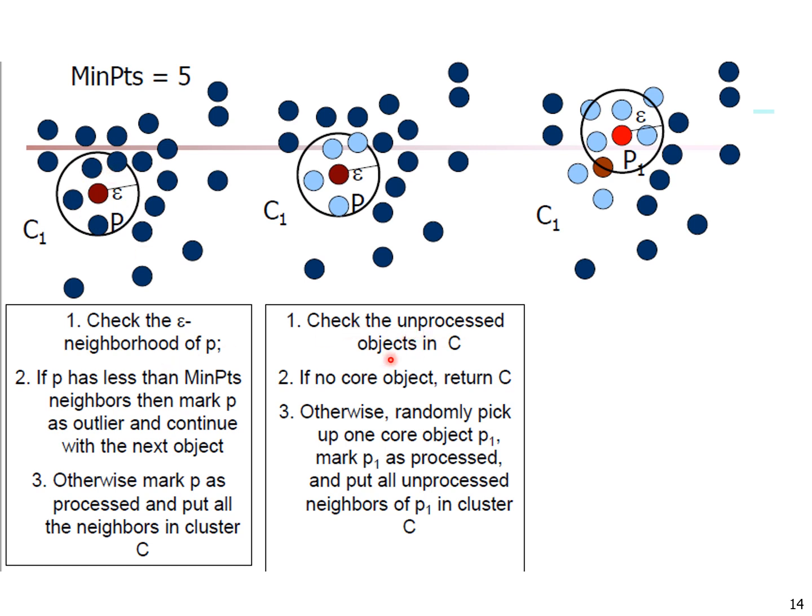Check the unprocessed objects in C. So now we start looking into the objects in C. If no core objects, return C. So in this case, if there are no core objects, meaning we did not find other core objects, we return C, meaning a cluster. Otherwise, randomly pick one core object, P1, mark P1 as processed, and put all unprocessed neighbors of P1 in cluster C. So we will identify P1 within the cluster. Now we will be looking at P1 as a potential core point.